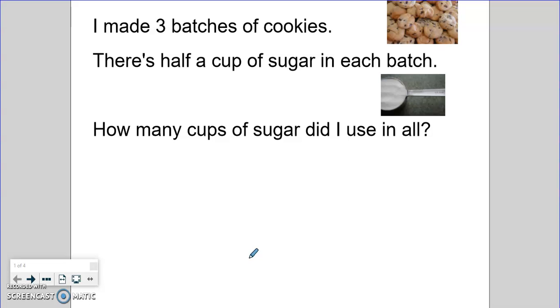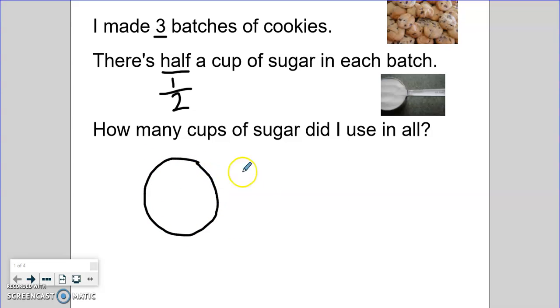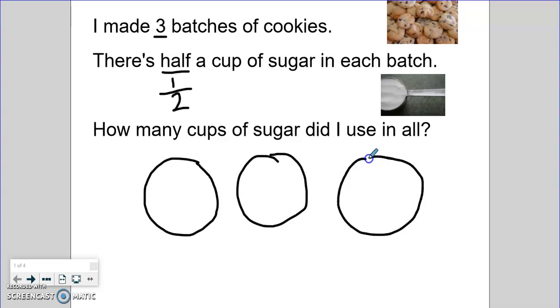This question says, I made 3 batches of cookies. There's half a cup of sugar in each batch. How many cups of sugar did I use in all? How much is half a cup? It is 1/2 of a cup of sugar in each batch. So I'm going to draw circles for the cookies. Here's 1 cookie, 2 cookies, 3 cookies.